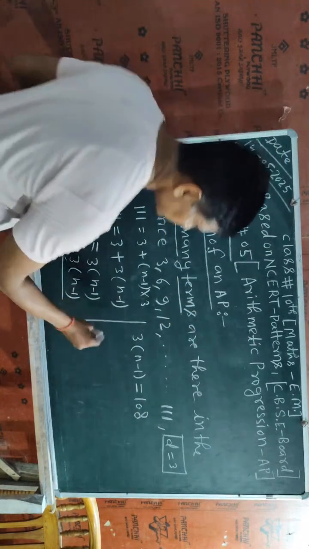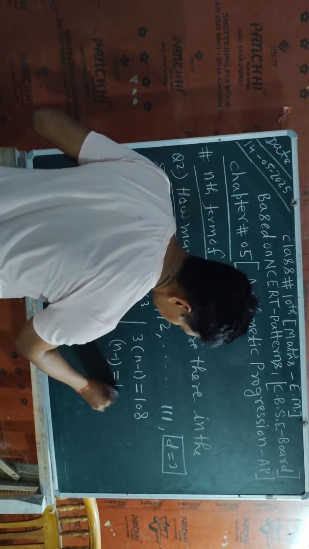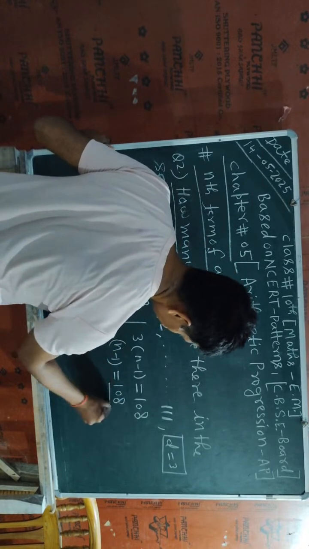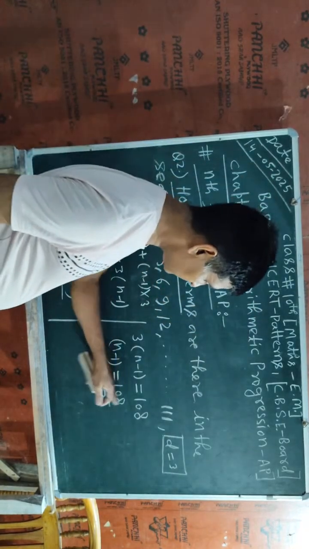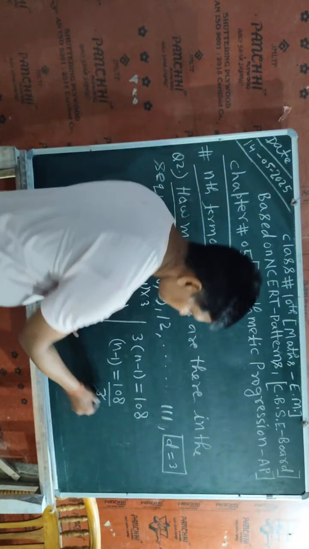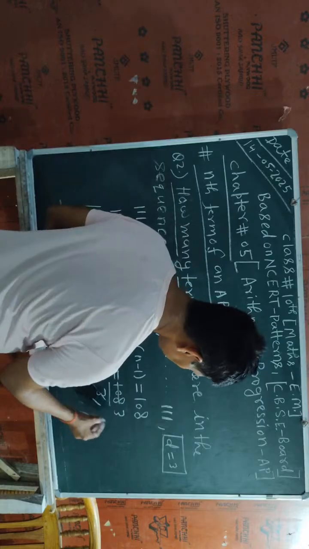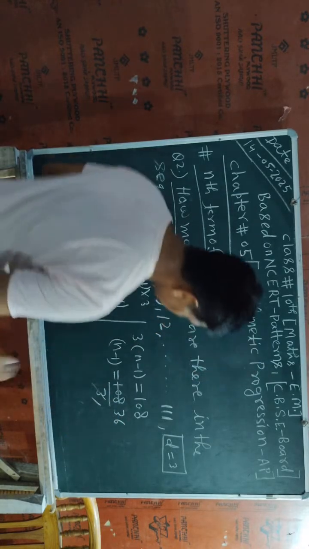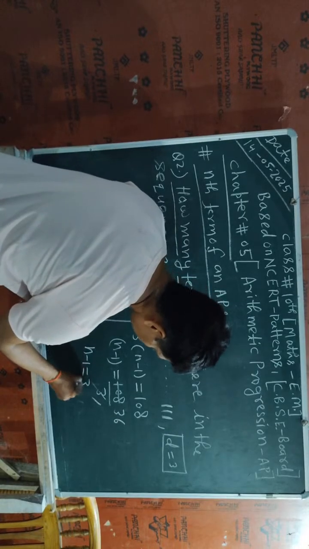Now again I will say n minus 1 which is equal to 108 divided by 3. Okay, student, further I will divide 108 by 3. So I will put 3 on the 3, 3 is 9, and 3 6 is 18. So here I will say n minus 1 which is equal to 36.